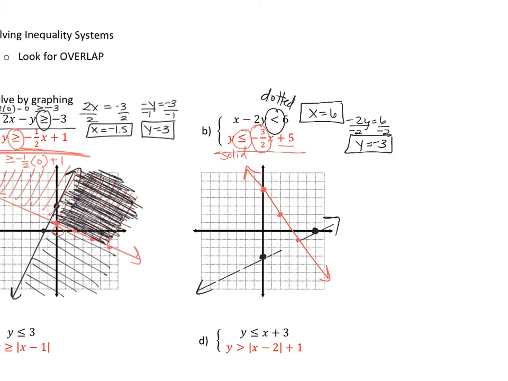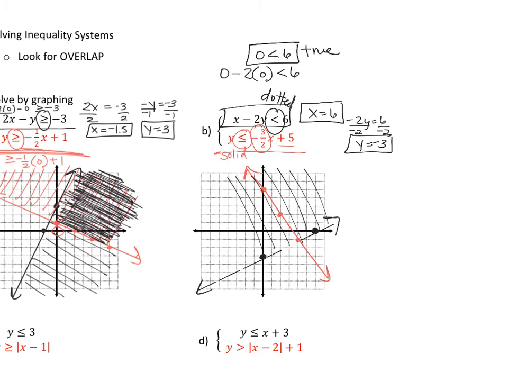Okay, and then we want to shade where both of these would be true. So we're going to plug 0, 0 into this. You can shade right away if you want. I just sometimes think the overlap gets a little hairy. But if I plug 0, 0 in, it would be 0 minus 2 times 0 is less than 6. So 0 minus 0, basically 0 is less than 6. That is true. So we're going to shade the 0, 0 side on our black line. Okay, that's our shading.